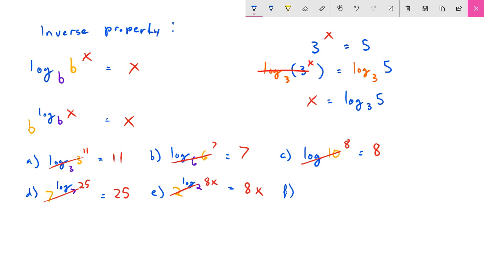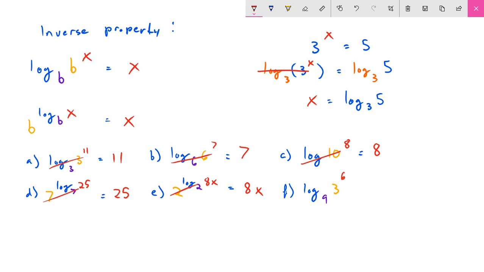So example F. It's going to be log base 9 of 3 to the 6th. So what is the problem here? Hang on a second. Right off the bat, can we use the inverse property and cancel things out? No, why not? Right, it's not the same number. The base of the log is 9, and the base of the number is a 3.